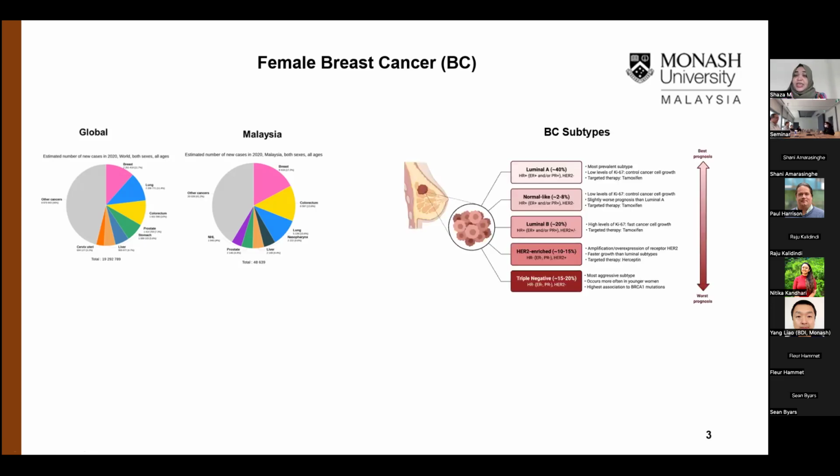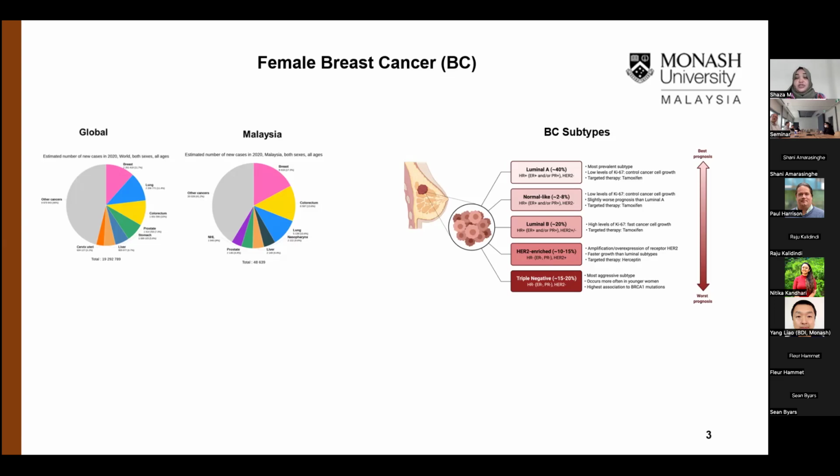Breast cancer is a heterogeneous disease. It presents with different types, and it can be broadly differentiated into 5 or 6 subtypes, depending on the tumor, lymph node, and histological presence, plus the biomarkers. So we have luminal A and luminal B, which have the common 3 markers, which are estrogen, progesterone, and HER2.